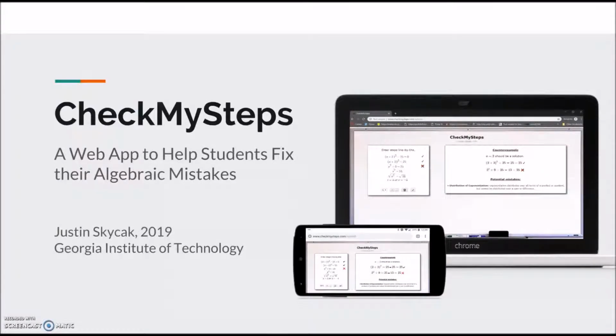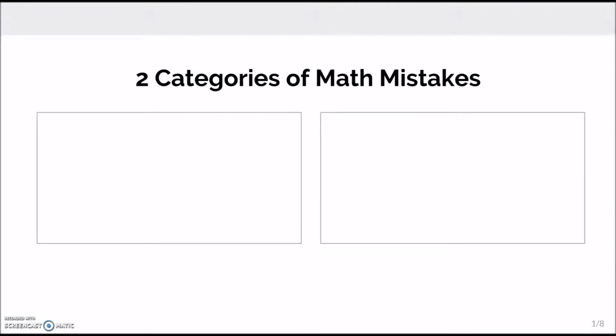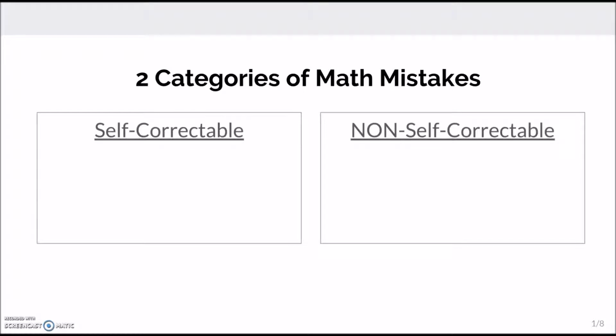In this video, I'm going to talk about my project, CheckMySteps, a web app to help students fix their algebraic mistakes. To start off, let's talk about two categories of math mistakes. There's self-correctable mistakes and there's non-self-correctable mistakes. Self-correctable mistakes are those that a student can correct with minimal help.